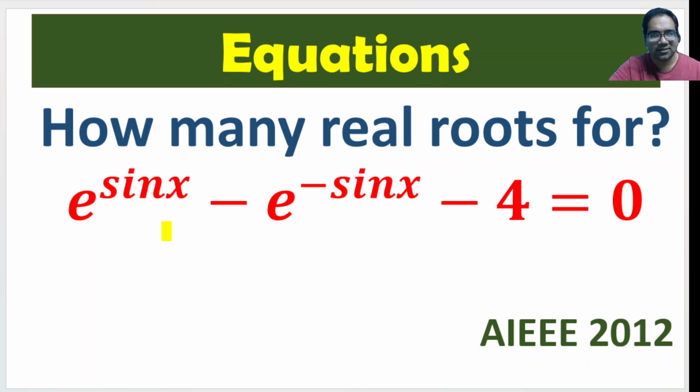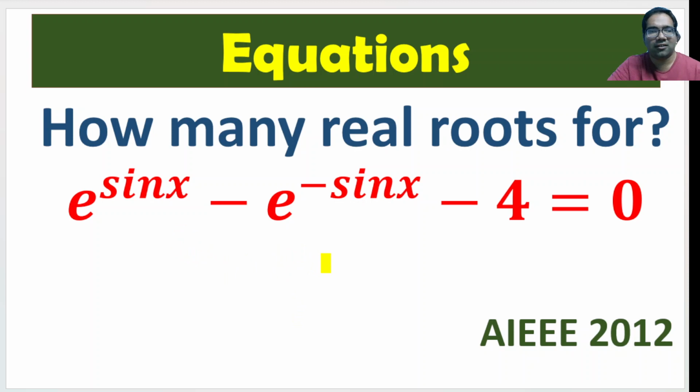See, e^(sin x) and e^(−sin x). What is e^(−sin x)? It is 1 by e^(sin x). So this looks like t − 1/t − 4. That means this is kind of a quadratic equation, t − 1/t kind of thing.